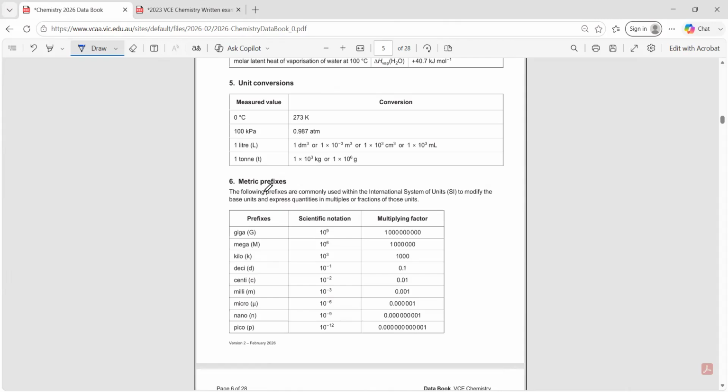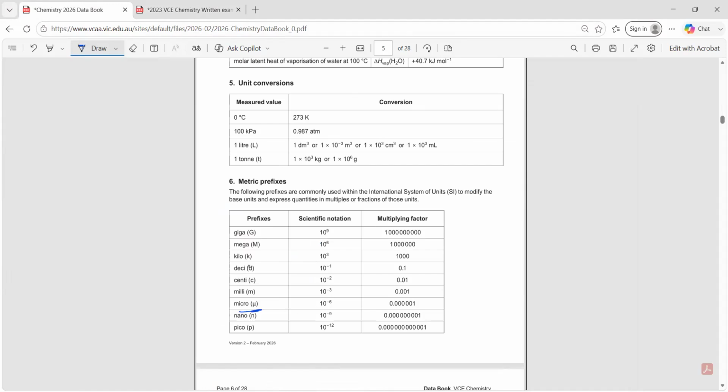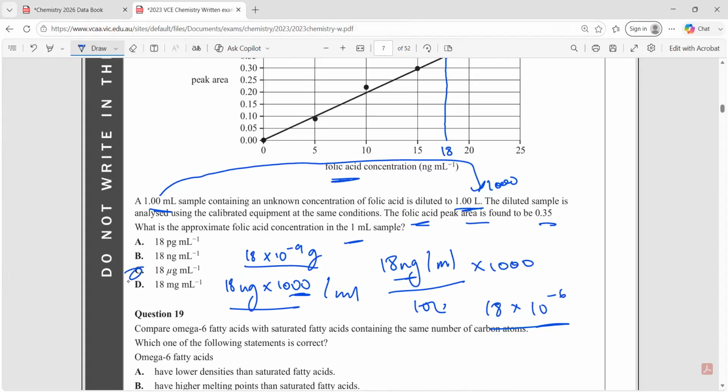So then one would be grams, or something like that. So it's 10 to the power of 9 grams. So it's 18 times 10 to the power of 9 or something like that, grams. I think that's what it is. So if we times it by 1,000, then it'd be 18 times 10 to the power of 6, right? Because there's 3 zeros there. So then 9 goes down by 3. So it'd be 18 times 10 to the power of minus 6, which would be micro. Is that right?